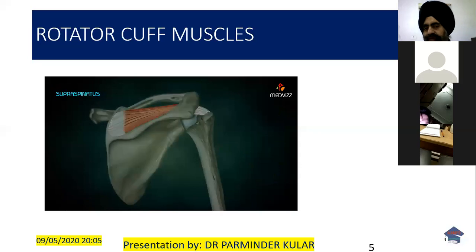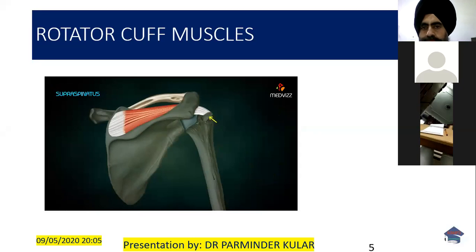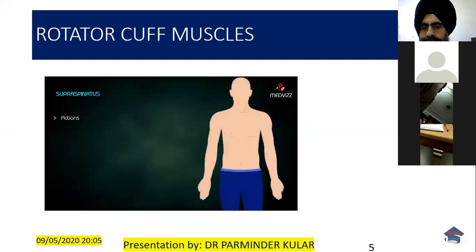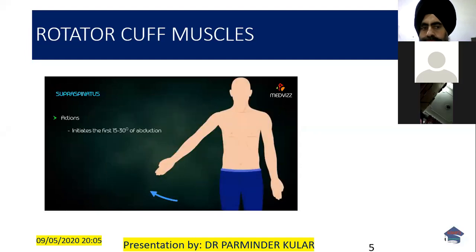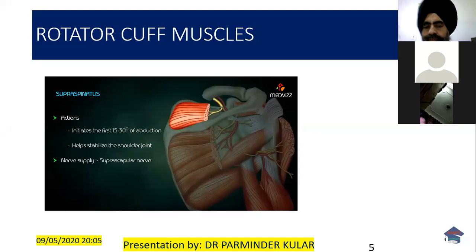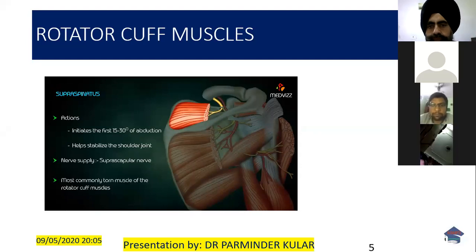So we have already covered these points on the supraspinatus. It originates at the medial two-thirds of the supraspinous fossa of the scapula, passes laterally beneath the coracoacromial arch, and inserts into the upper part of the greater tubercle of the humerus. Its actions are: it initiates the first 15 to 30 degrees of abduction, so this is important, and it helps stabilize the shoulder joint. Nerve supply is by the suprascapular nerve. An important point to be noted here is that it is the most commonly torn muscle of the rotator cuff.